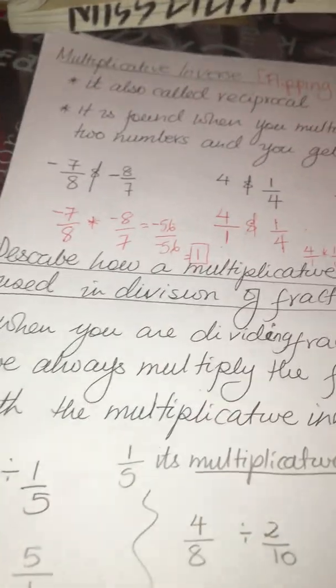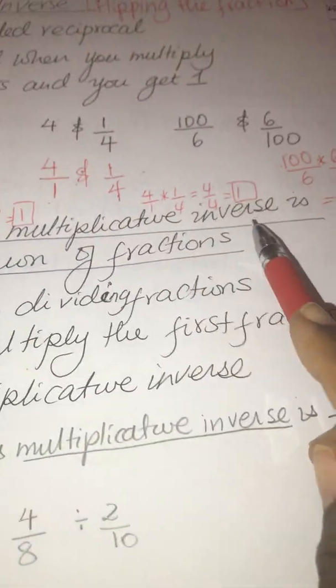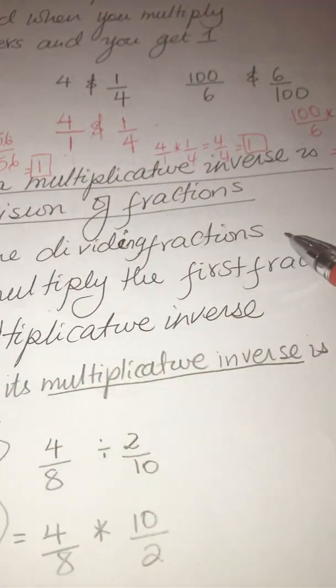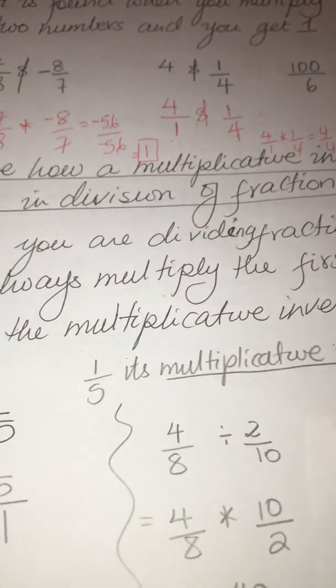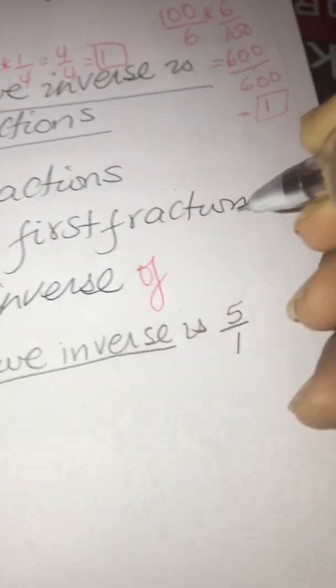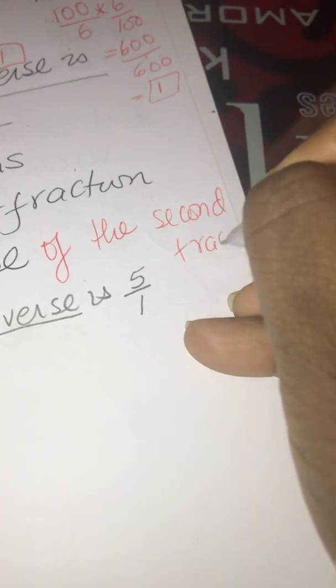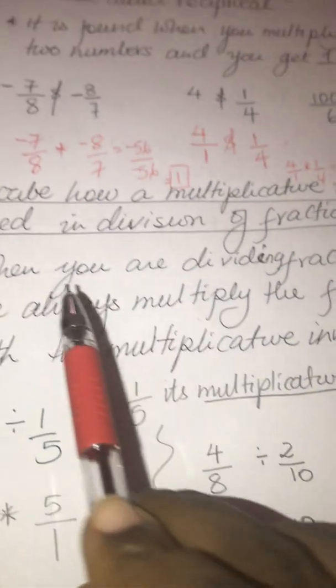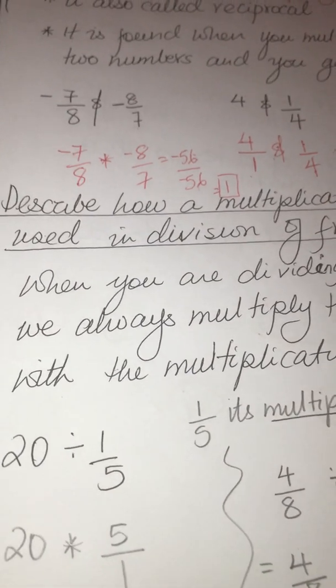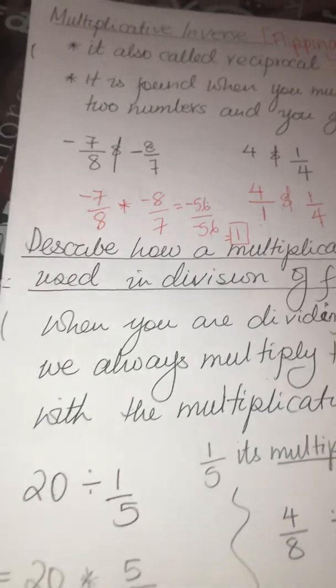Okay? Now here is a question. Describe how a multiplicative inverse is used in division of fractions. When you're dividing fractions, we always multiply the first fraction with the multiplicative inverse of the second fraction. You have two fractions you're dividing. You don't touch the first one. You multiply with the flip of the second one.